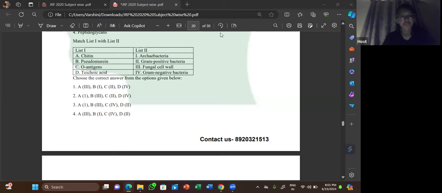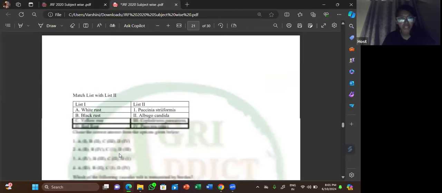Very good. Option 4. See here. Chitin in case of fungi. Pseudomurein in case of archaea. That means pseudo means false. O antigens in case of gram negative bacteria. Teichoic acid in case of gram positive bacteria. That's why option 4 is the right answer.